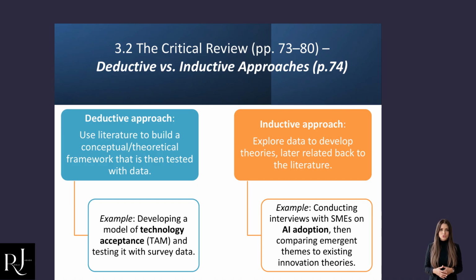In a deductive approach, you use the existing literature to build a conceptual or theoretical framework, which you then test with your own data. An example of this is using the Technology Acceptance Model, or TAM, and testing it with survey data. Conversely, an inductive approach involves exploring data first to develop theories, which are later related back to the existing literature. An example here would be conducting interviews with experts on AI adoption and then comparing the emergent themes you've discovered to existing innovation theories in the field.